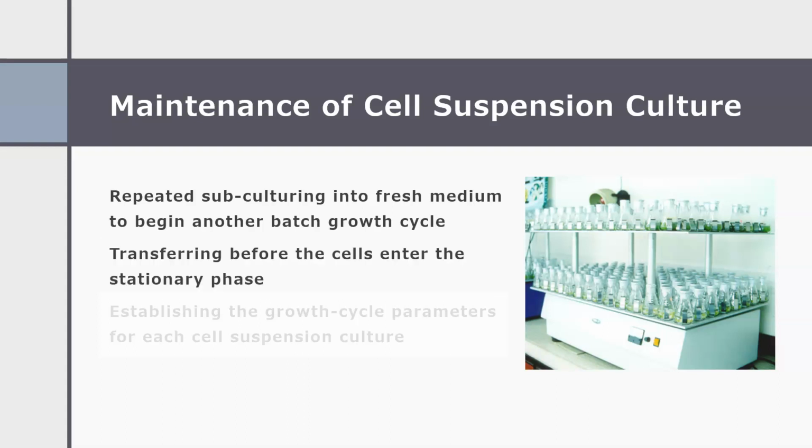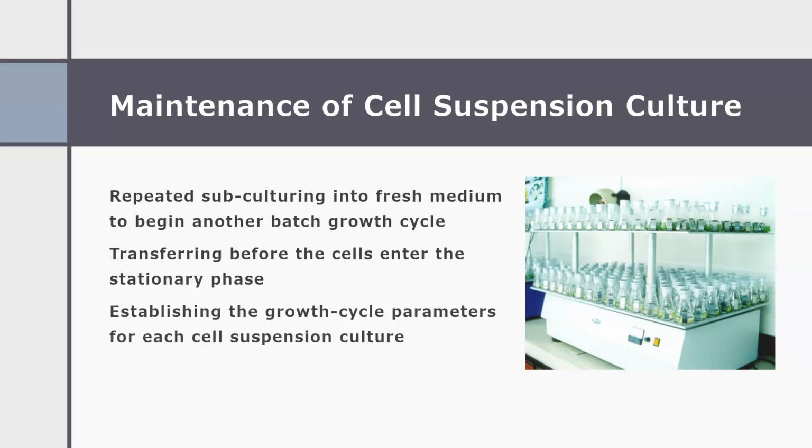After subculture, the cells divide and the biomass of the culture increases in a characteristic fashion until nutrients in the medium are exhausted or toxic byproducts build up to inhibitory levels. This is called the stationary phase. If cells are left in the stationary phase for too long, they will die and the culture will be lost. Therefore, cells should be transferred as they enter the stationary phase.